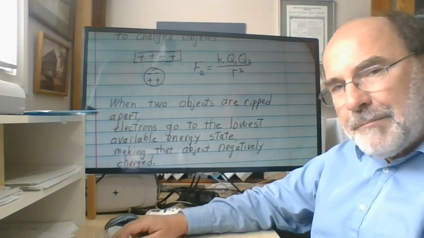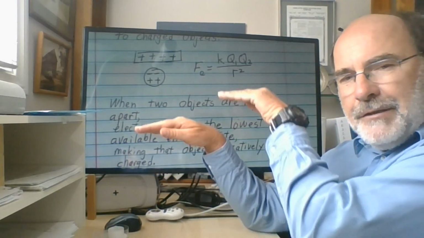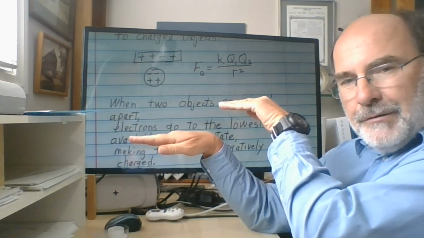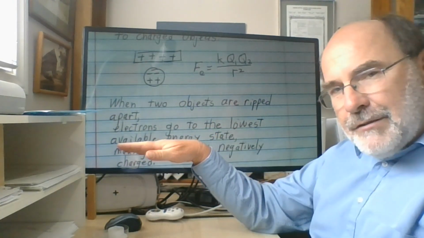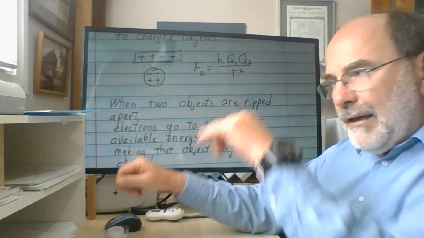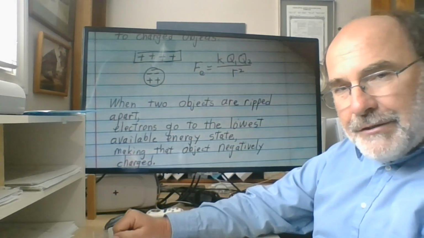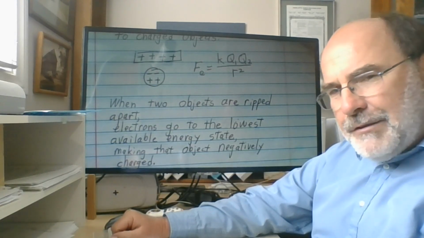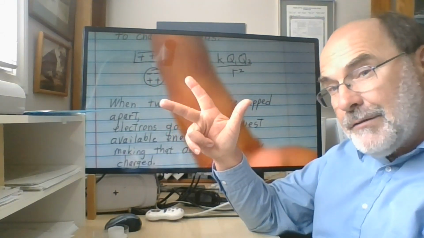When two objects are ripped apart, the electrons go to the lowest available energy level, whichever one is lower. As a result, by gaining electrons, they become negatively charged. And what has lost electrons at the higher energy level becomes positively charged. Now, if you attended the Google Meet yesterday, then you saw me using my three fingers.